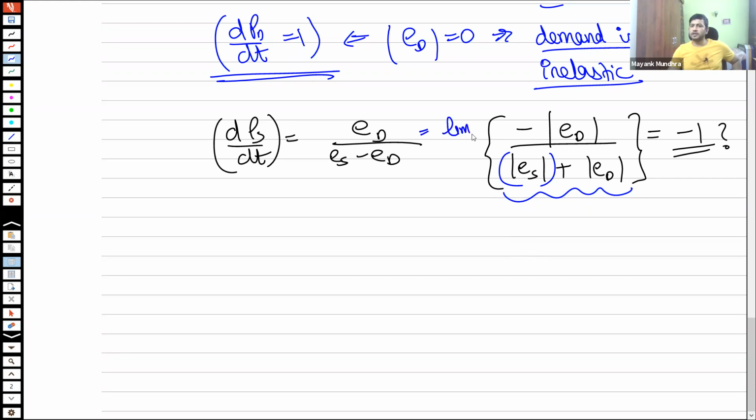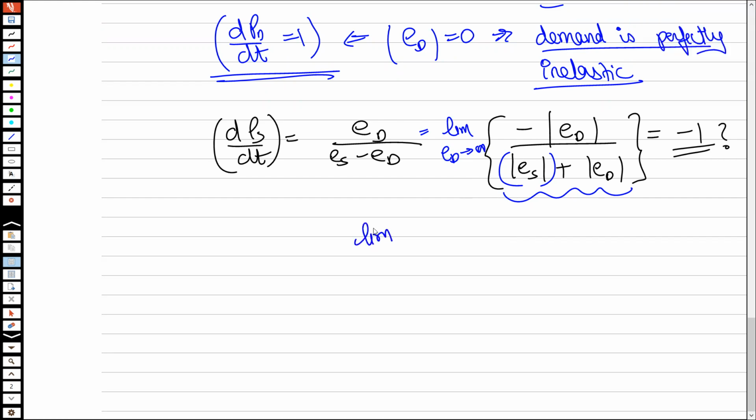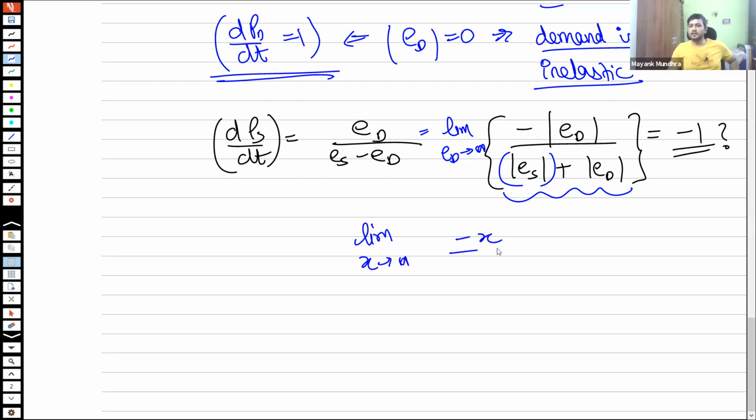Okay, what is limit ED tending to infinity? What will be this value, limit ED tending to infinity? Come on, we did limits. Yes, sir, -1. Okay, limit x tending to infinity of minus x upon k plus x.